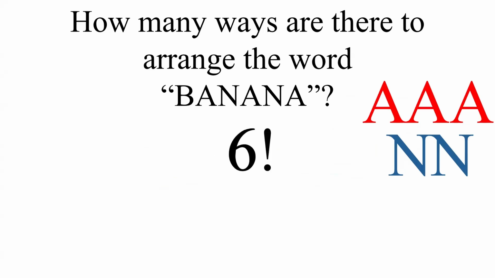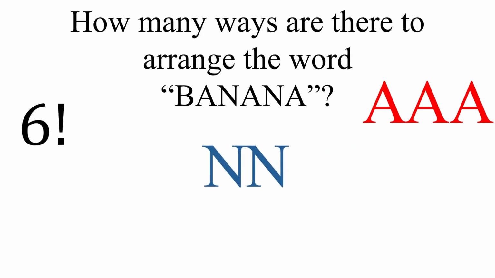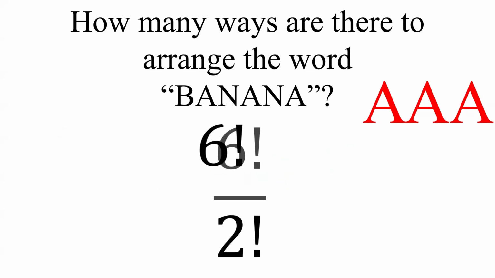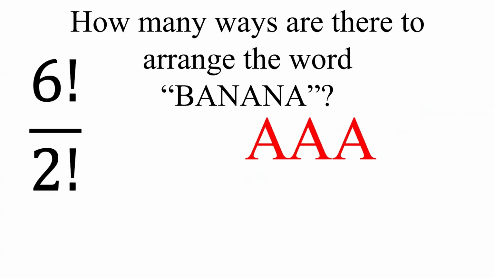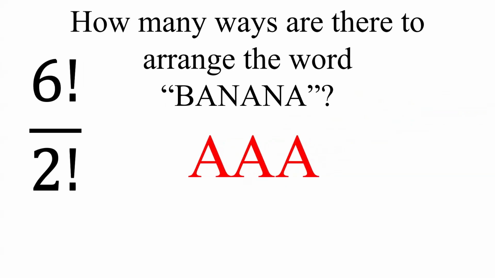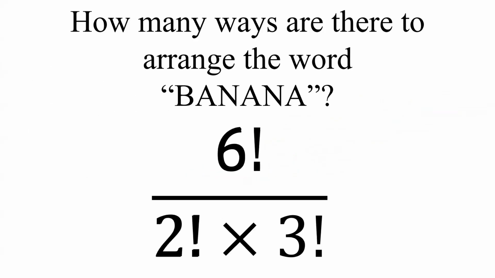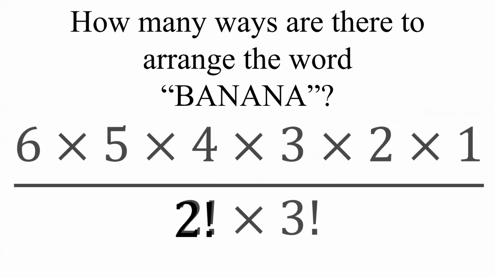Now let's set our focus on the repeating letters. The double N's. There are 2 N's, so we have to cancel 2 factorial. So, 6 factorial divided by 2 factorial. Now, the triple A's. Since there are 3 A's, we have to cancel 3 factorial. So, we divide again by 3 factorial. Voila! 6 factorial divided by 2 factorial, divided again by 3 factorial, which just means 6 factorial divided by 2 factorial times 3 factorial. And we can just work this out.